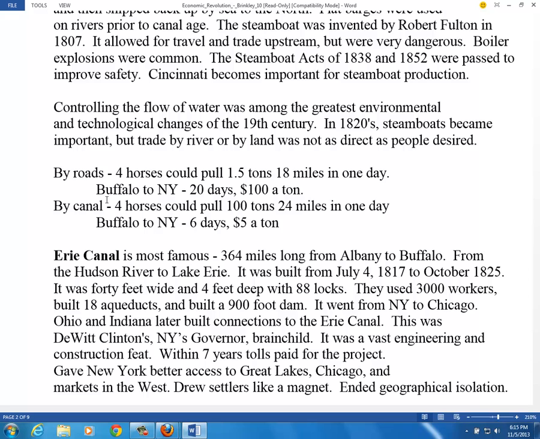By canal, the same 4 horses can pull 100 tons. So they can pull so much more that on one load, they can take all of that stuff and be able to sell it in that new market. Plus, they can go 24 miles as opposed to the 18. So look what it does to the shipping cost.